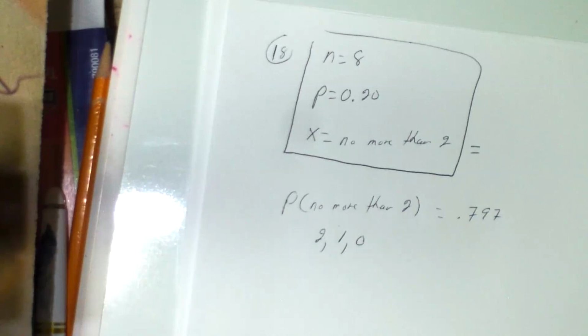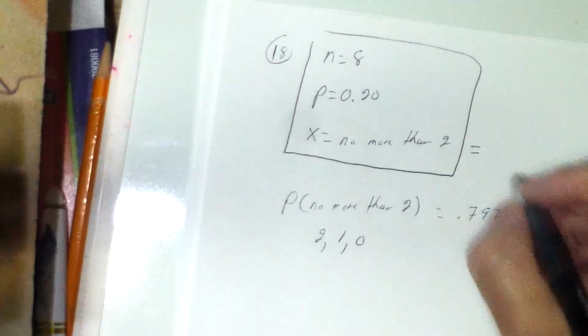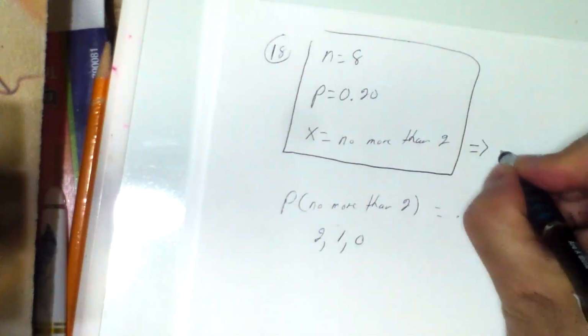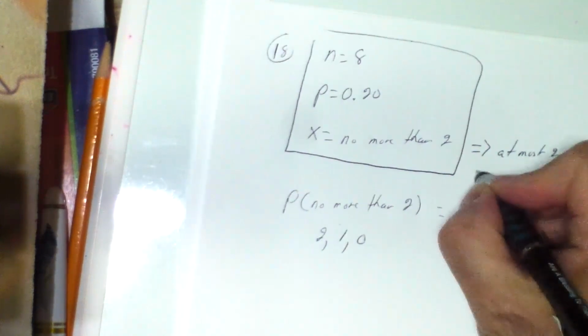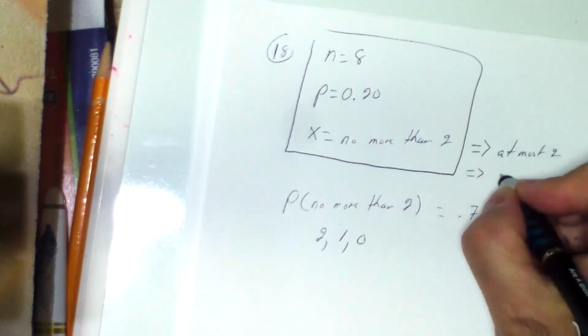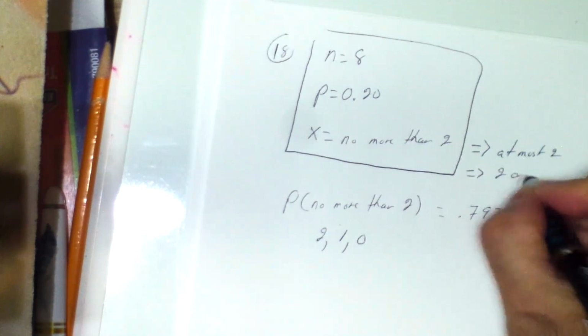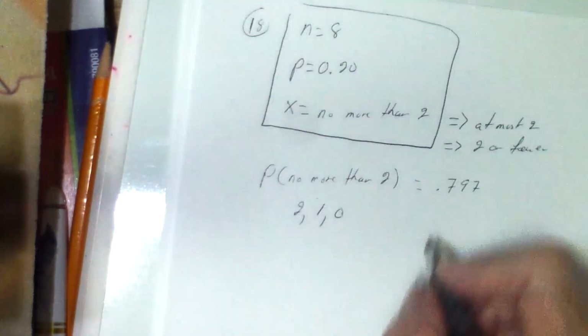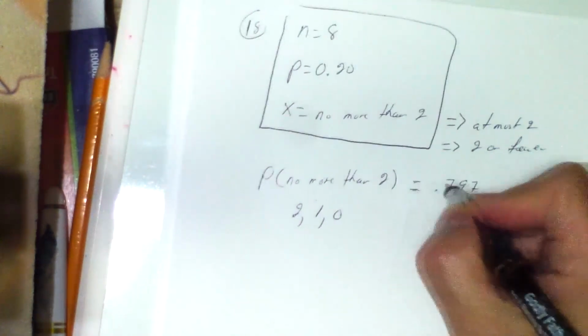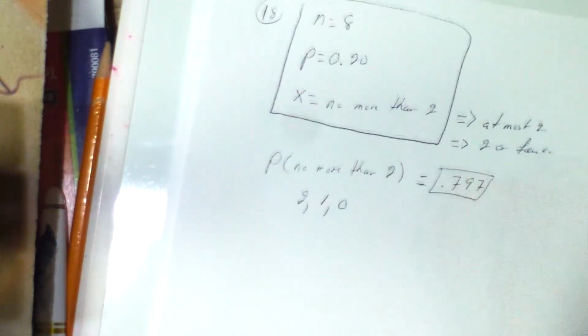So yes, this is the same as at most 2, which is also equivalent to 2 or fewer. Interesting. It has the same answer, the same steps. Interesting.